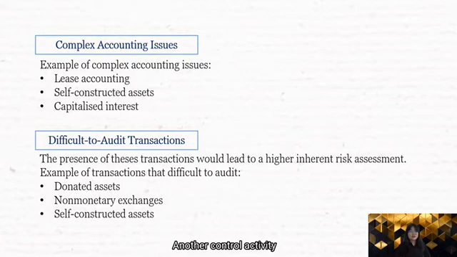Another control activity to ensure that the capital assets are recorded accurately is periodic comparison of the detailed records in subsidiary ledger with the existing capital assets. Physical examination may be limited and not reliable for the larger entities.